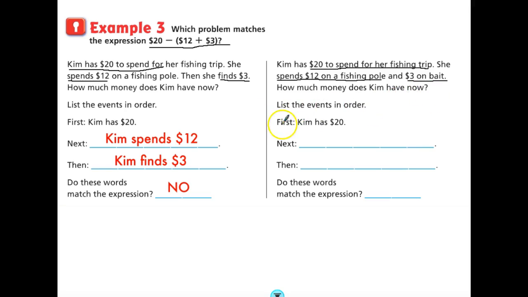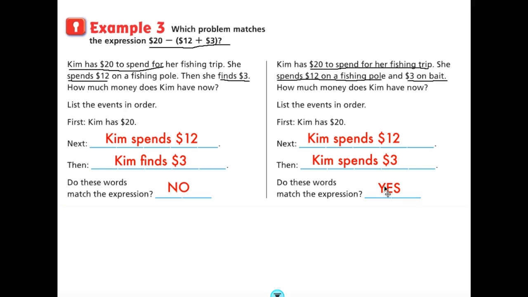So let's list the events in order. So first, Kim has $20. That's the same thing. What happens next? She spends $12. Okay, so far we have $20. She spends $12. What does she do with the other $3? She spends it as well. So she spends $3 and she spends $12. So if we combine this amount and we subtracted it from 20, would that tell us how much money Kim has now? The answer is yes. It does answer the question how much money she has now.